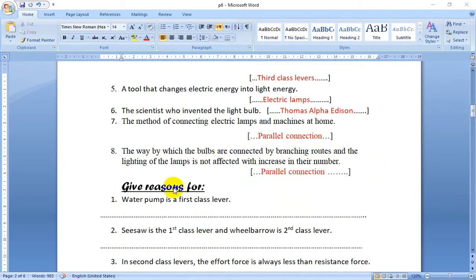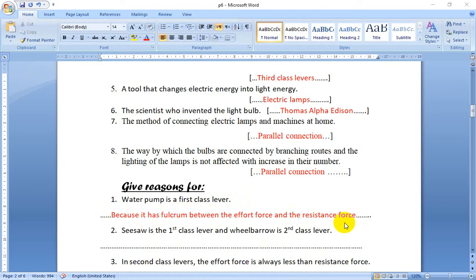Okay, the third type of questions, give reasons for. Number 1. Water pump is a first class lever. Why? Any first class lever, we will say because it has fulcrum between effort force and resistance force.